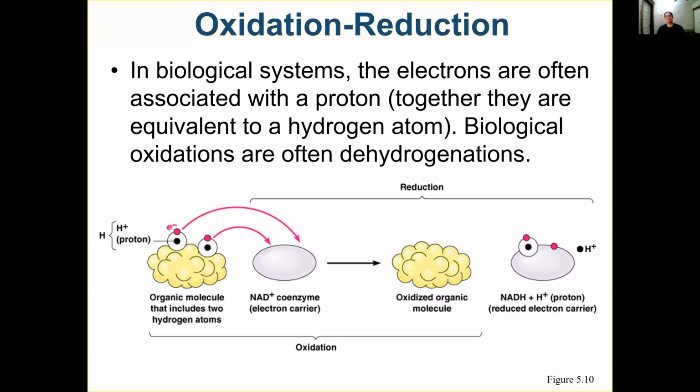Something that you do have to note though, I just described it using electrons, that was just for simplicity's sake. In biological systems, the electrons are often associated with a proton, meaning together they are equivalent to one hydrogen atom. And these biological oxidations are often dehydrogenations. So what does that mean? A dehydrogenation is a chemical reaction that involves the removal of hydrogen, usually from an organic molecule.